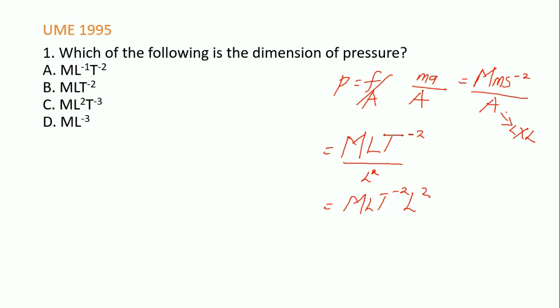Which of the following is the dimension of pressure? The dimension of pressure is going to be, okay, we can still simplify that. That would be M L T to the -2 over L to the 2, so L over L to the 2, that would be L to the -1. Taking this up, it is 1 minus 2, which is going to be -1. So that would be M L to the -1, T to the -2, which is going to be option A.